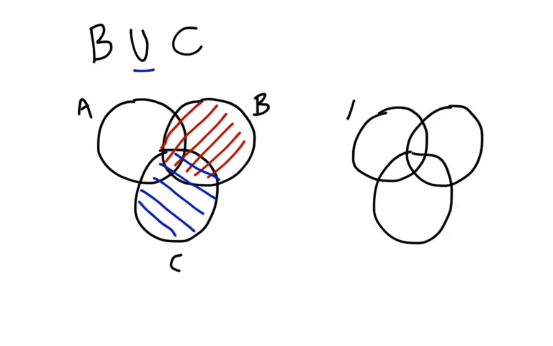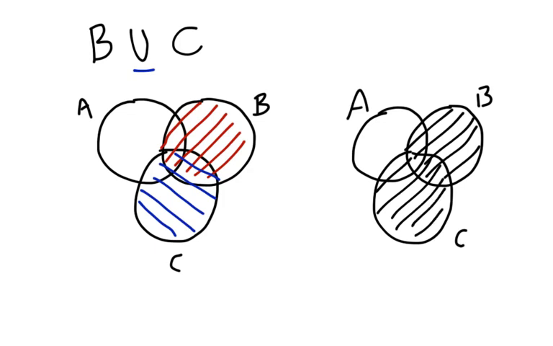And so when I go to draw the answer for this one, which is B union C, I'm going to include all of set B, joined with all of set C, and let's see, that's region 2, region 3, region 4, 5, 6, and 7. A lot of regions are shaded there. Remember, it's union. We're joining the two together.